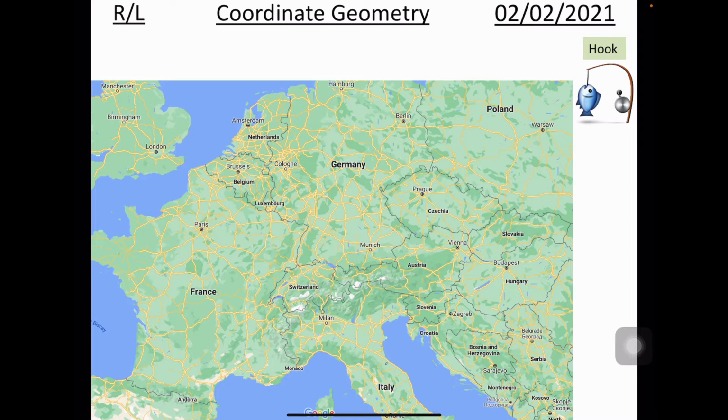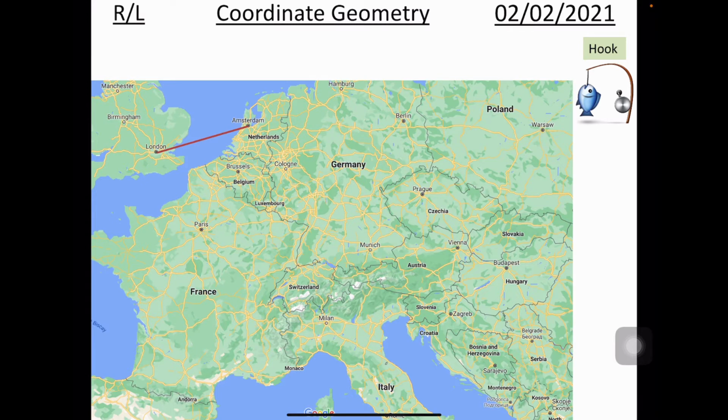Before I start the actual lesson, I want to discuss coordinate geometry and its purpose in a real-life context. So, as you can see on your screen, we have a map of most of Western Europe. Let's say you are a pilot who wishes to fly from London to Amsterdam.